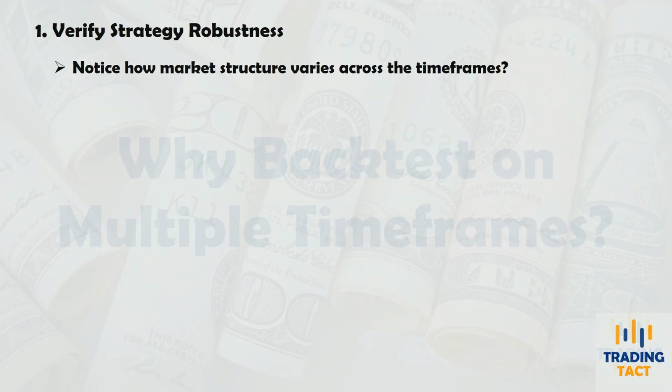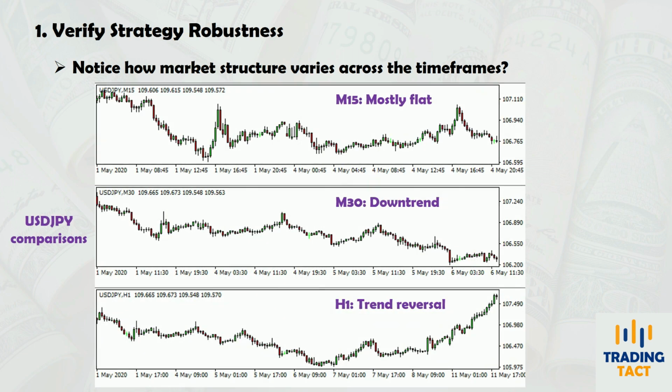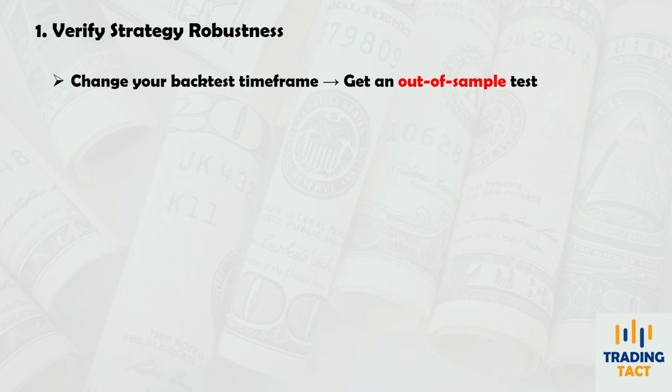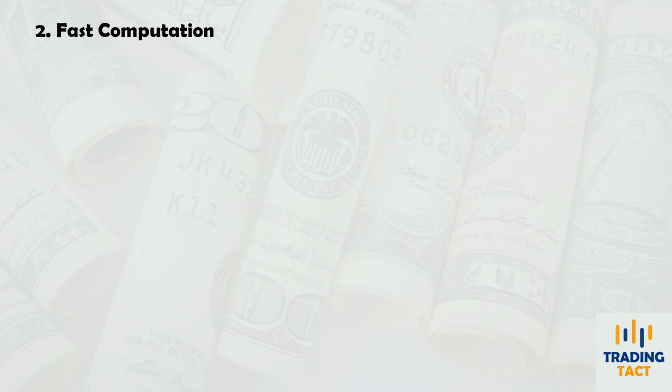Market structure often changes significantly when viewed on different time frames. Here's a snapshot of the dollar-yen on the 15, 30, and 60-minute time frames. By changing your backtest time frame, you can conveniently perform an out-of-sample test that evaluates your strategy's insensitivity to changing prices. A robust strategy that remains profitable across multiple time frames will likely adapt better to changing market conditions in real time.